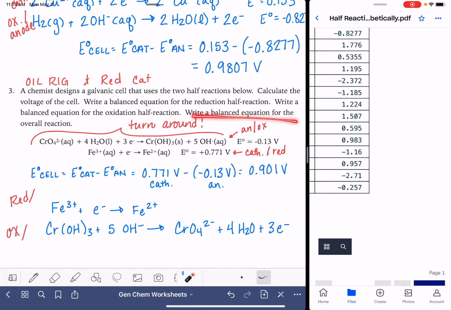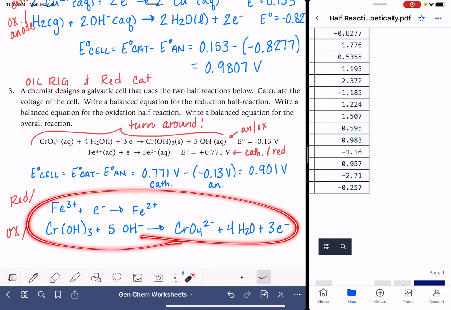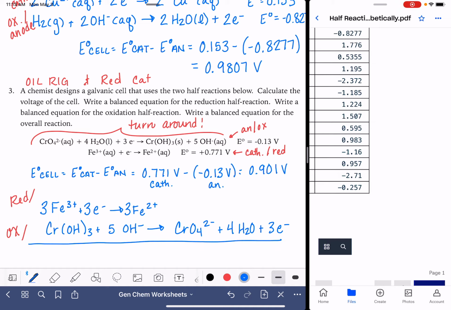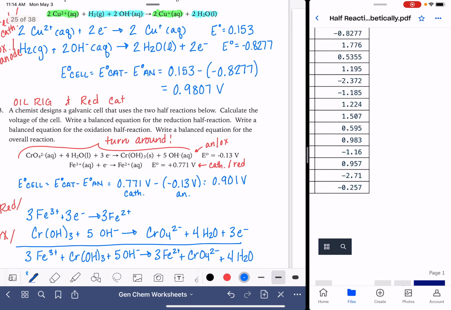Last, it tells us to write a balanced equation for the overall reaction, so that means we need to combine these two equations together. In order to combine them, they need to have the same number of electrons, so that means I need to change the stoichiometric coefficients to 3 for the reduction reaction. And then when I combine them together, remember those electrons are going to get canceled out. I'm going to have 3 Fe3+ plus Cr(OH)3 plus 5OH- makes 3 Fe2+ plus CrO4 2- plus 4H2O.